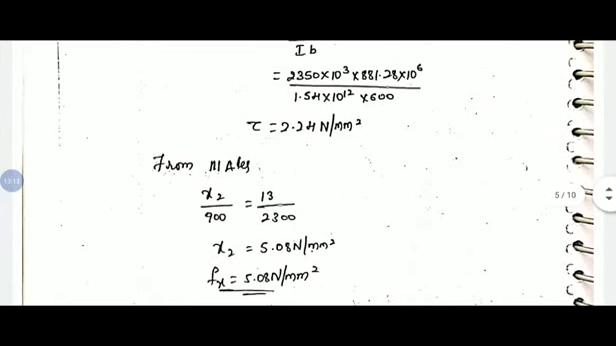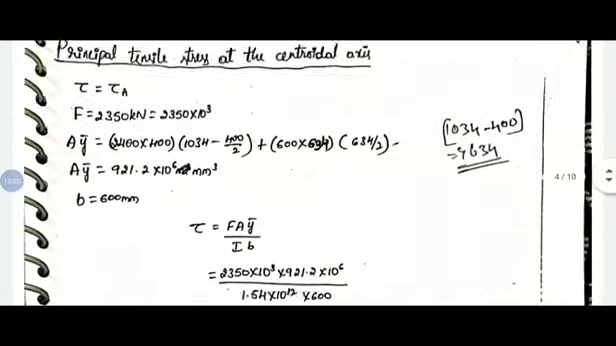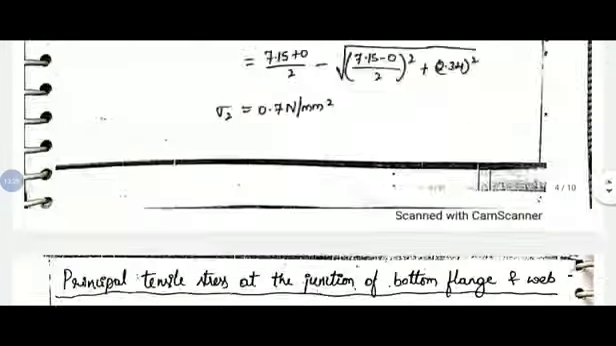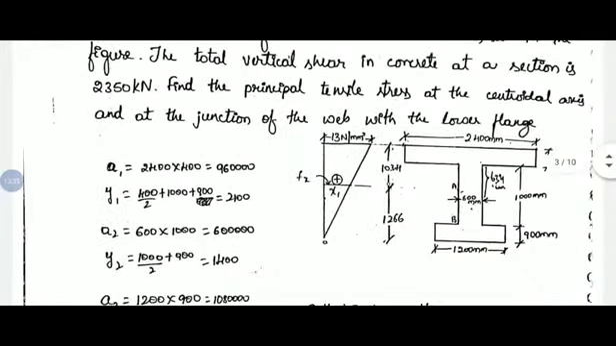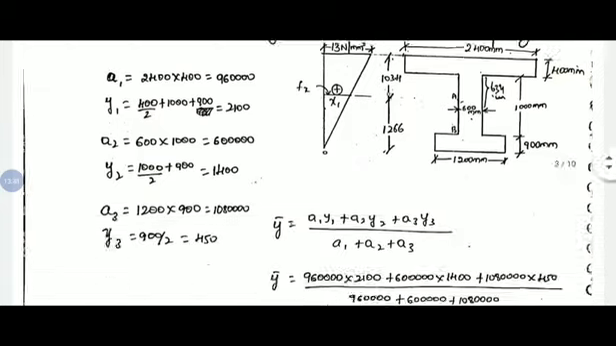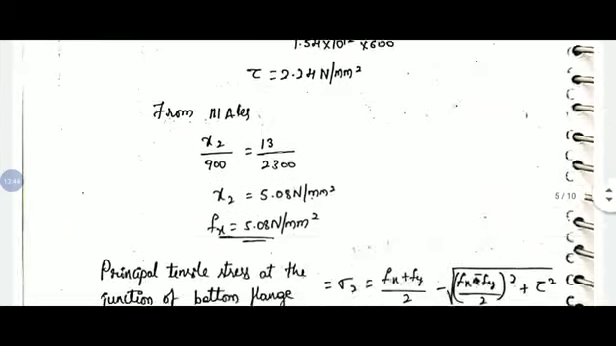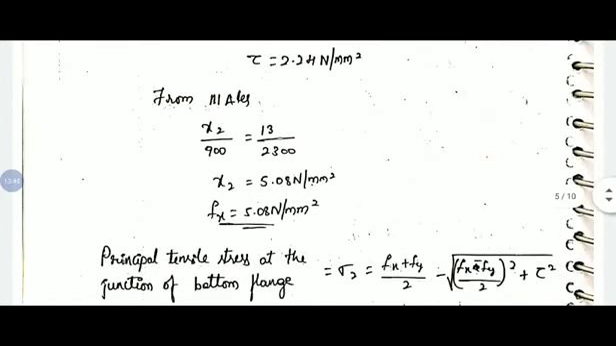Sorry, it is 2.24. So from similar triangle, x2 by 900 is equal to 13 by 2300. So the same triangle we need to consider at the level of bottom flange and web. Here it is, bottom flange and web. At the level of bottom flange and web, that means from bottom it is above the 900 mm in this triangle. So on simplifying we will get x value 5.08. So Fx at the level of junction between bottom flange and web is 5.08 Newton per mm square.